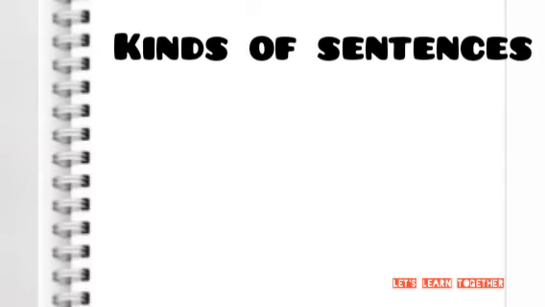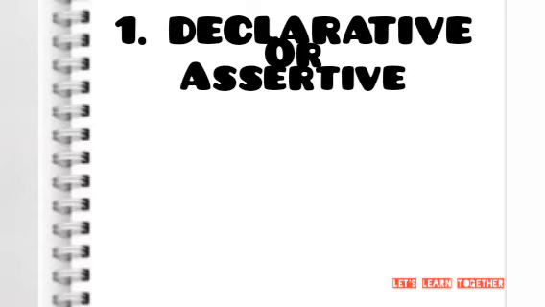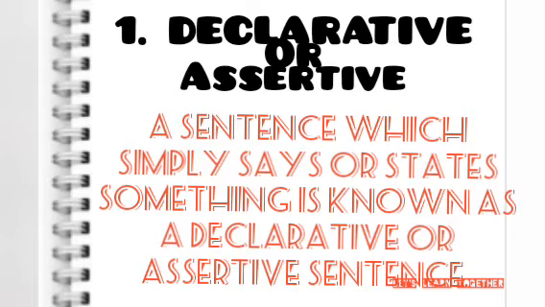Today let's learn about kinds of sentences. Depending on what they say and how they say it, sentences can be of four main kinds. The first one is known as declarative or assertive sentences. A sentence which simply says or states something is known as a declarative or assertive sentence. If we discuss a few examples, we can understand it.